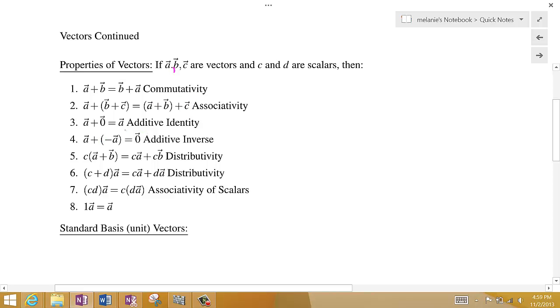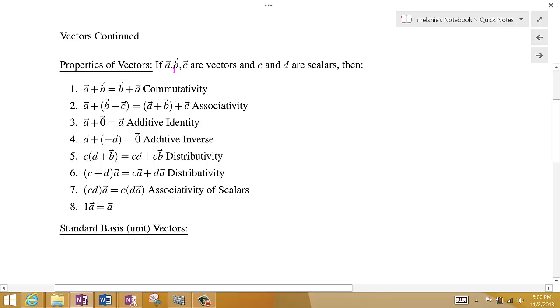The additive identity for vectors is the zero vector. That seems reasonable because the additive identity for numbers is 0. The additive inverse for vectors is the negative of the vector, so A plus negative A is the 0 vector. I can distribute a scalar to a sum of two vectors, C times A plus C times vector B. If I have two scalars added together times vector A, I can also distribute.